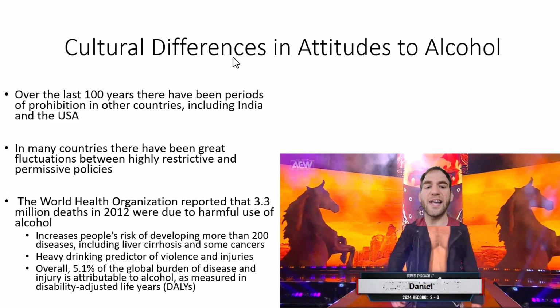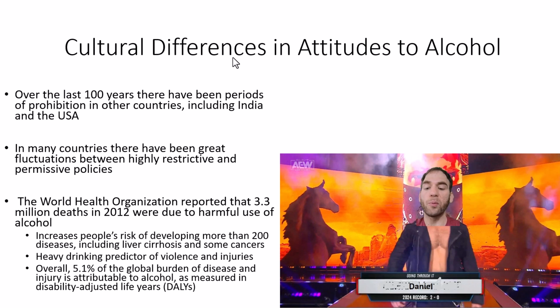Beginning with cultural differences in attitudes to alcohol. Over the last 100 years, there have been periods of prohibition in other countries, including India and the United States of America. In many countries, there have been great fluctuations between highly restrictive and permissive policies. The World Health Organization reported that 3.3 million deaths in 2012 were due to harmful use of alcohol. It increases people's risk of developing more than 200 diseases, including liver cirrhosis and some types of cancer. Heavy drinking is a predictor of violence and injuries as well.